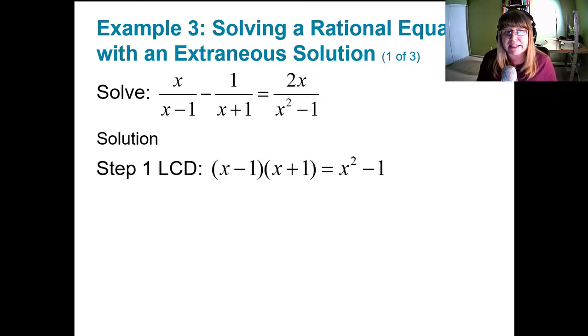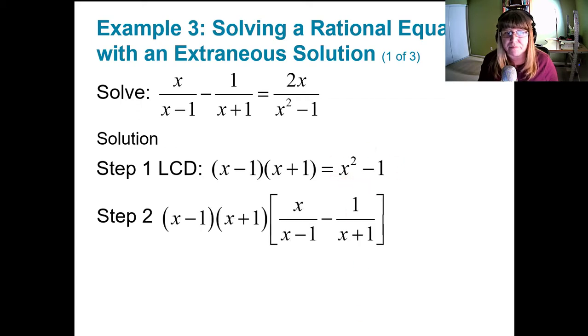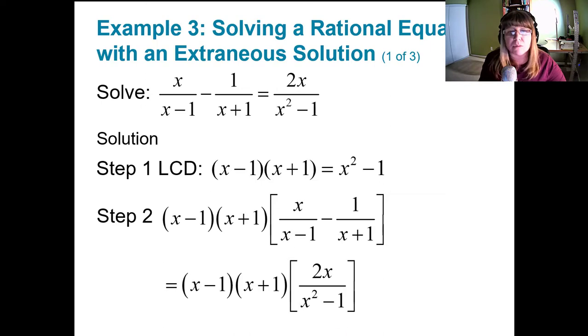First step, let's find the LCD. The LCD of all the denominators, x minus 1, x plus 1, and x squared minus 1. x minus 1 times x plus 1 is x squared minus 1. So our LCD is x squared minus 1. I'm going to multiply the left-hand side by this x minus 1, x plus 1, and we're going to multiply the right-hand side by x minus 1, x plus 1.